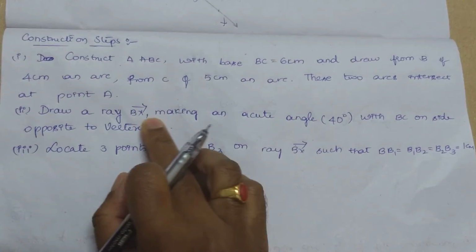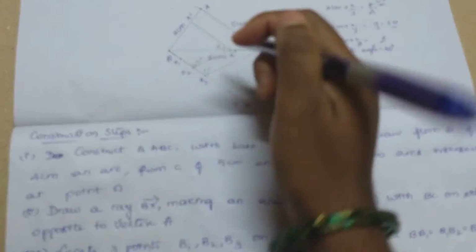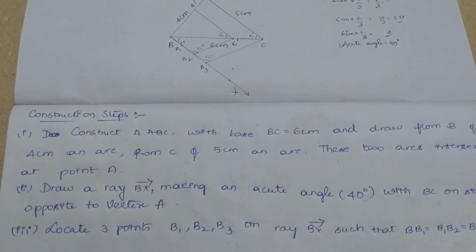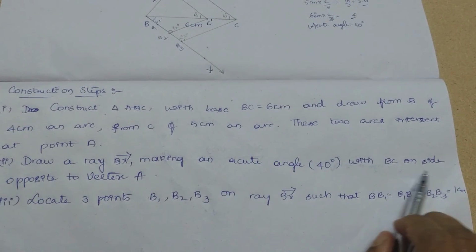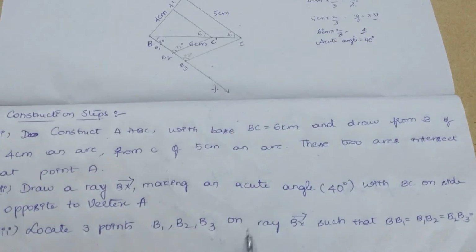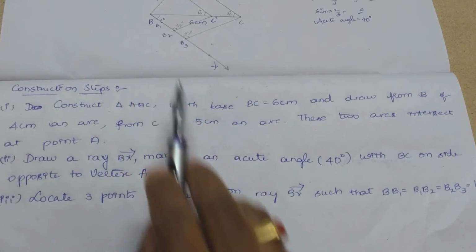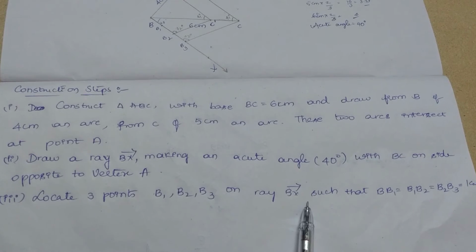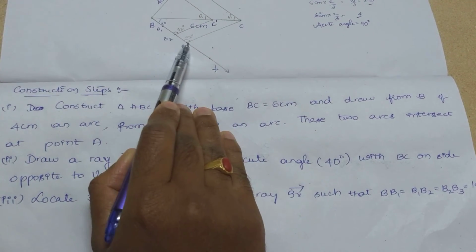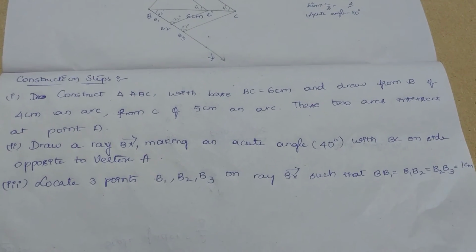Second step, draw a ray BX making an acute angle. We have assumed that the acute angle is 40, so here the angle formed will be 40 with BC on side opposite to vertex A. After that, what did we do? Locate 3 points B1, B2, B3 on the ray BX such that B1B2 equals B2B3. We have taken it as 1 centimeter, right? So till now it is written.